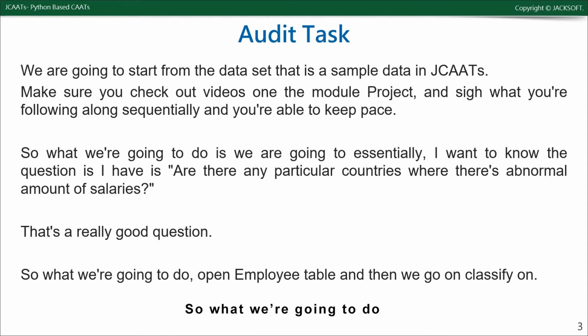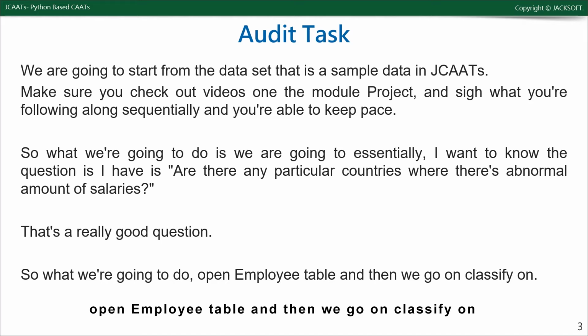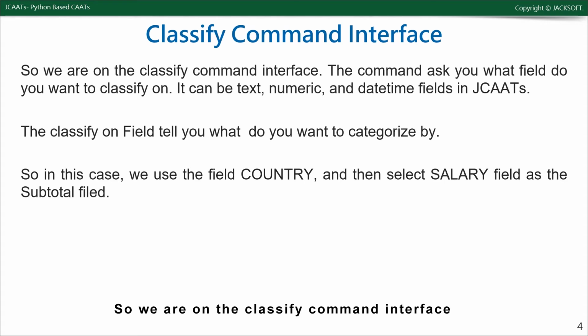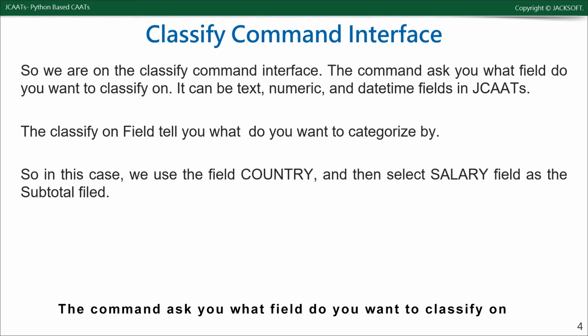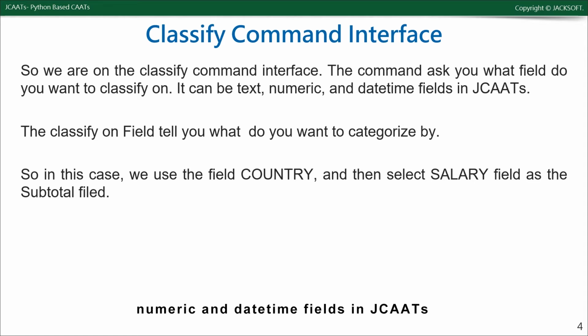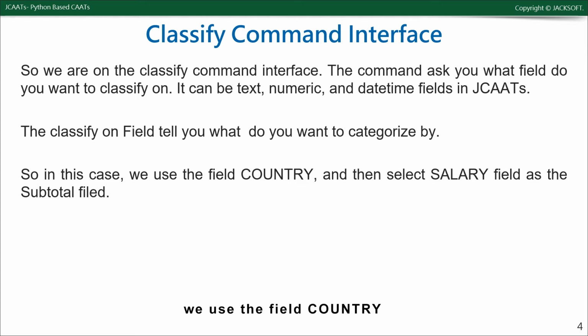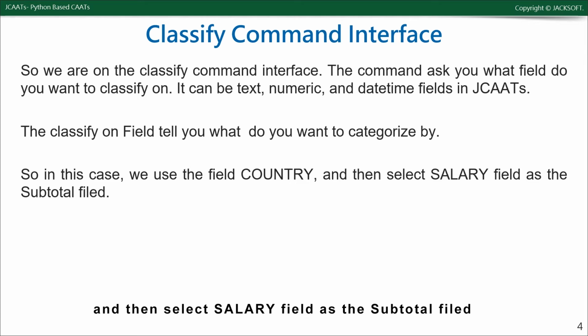So what we're going to do is open the employee table and then go on classify on. So we are on the classify command interface. The command asks you what field you want to classify on. It can be text, numeric, and datetime fields in JCAATs. The classify on field tells you what you want to categorize by. So in this case, we use the field country, and then select the salary field as the subtotal field.